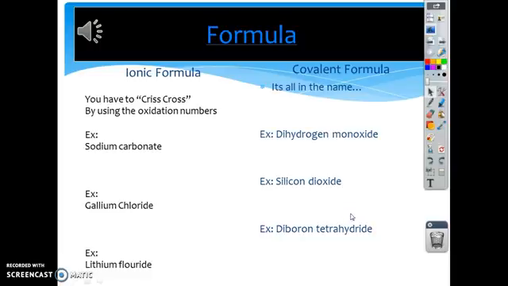Okay, so how about naming these guys? If you remember, in an ionic formula, we have to crisscross.